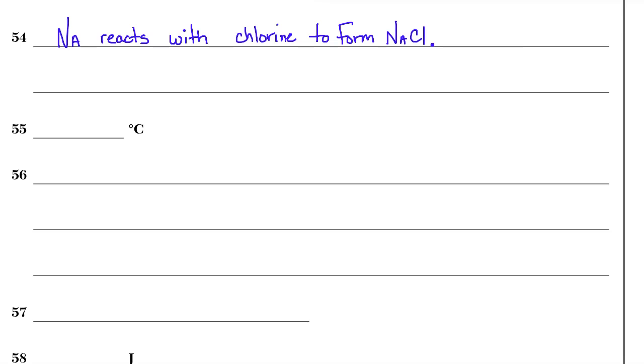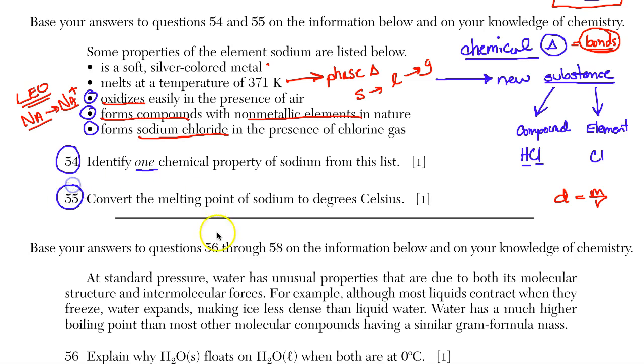They just wanted one. So number 55, let's go. Number 55, convert the melting point, which is a temperature, to degrees in Celsius. They gave us that it melts at a temperature of 371 Kelvin, and they want to convert that to Celsius. Well, we have a formula that helps us convert. Let's go to Table T, which will show us that.